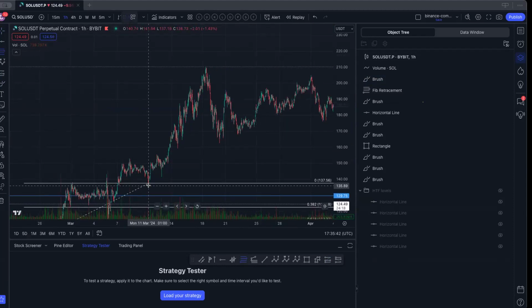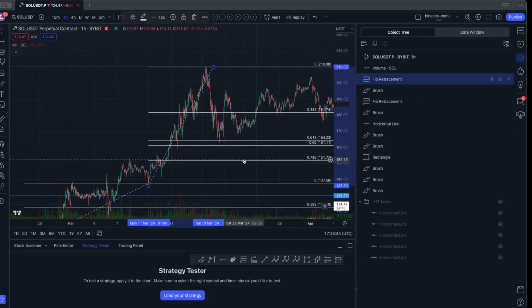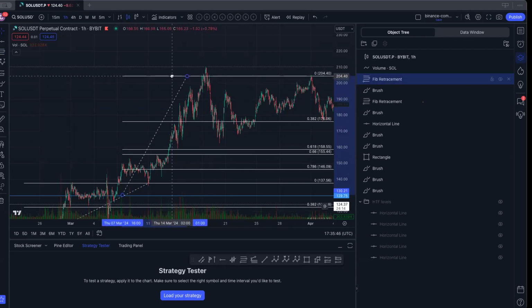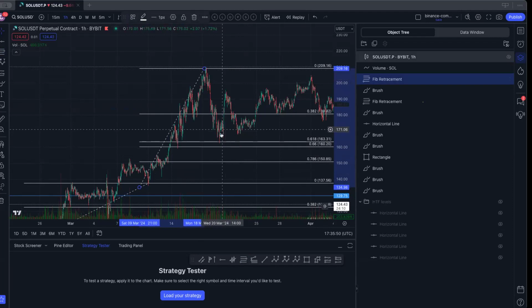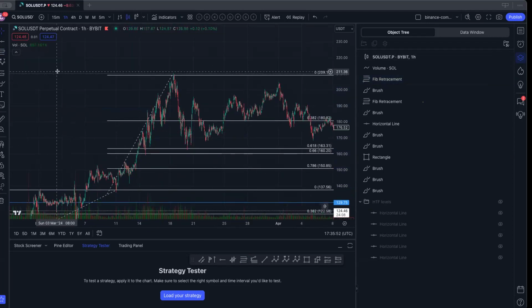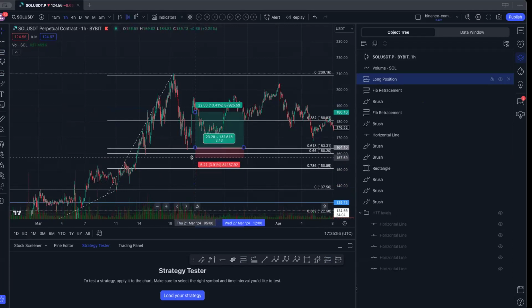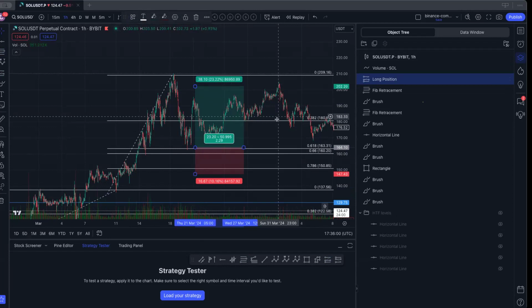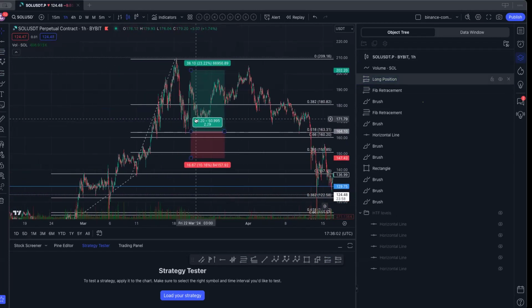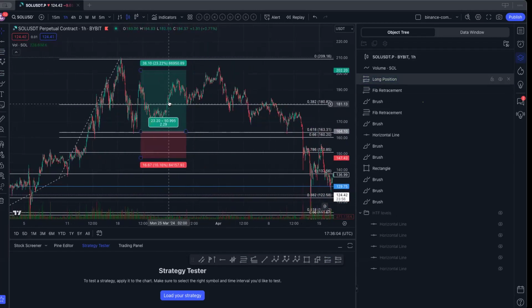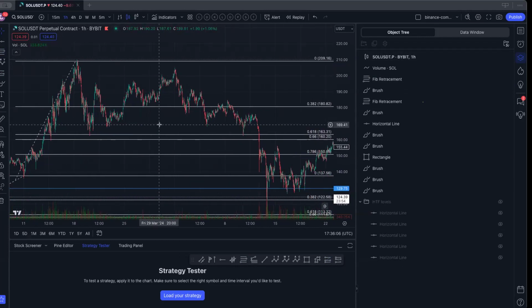Uptrend from this to this, where we got the bounce, where we got the bounce, 61.8. Okay, I am going long here. Stop loss here. I will aim for the 1:2. 1:2 got hit.